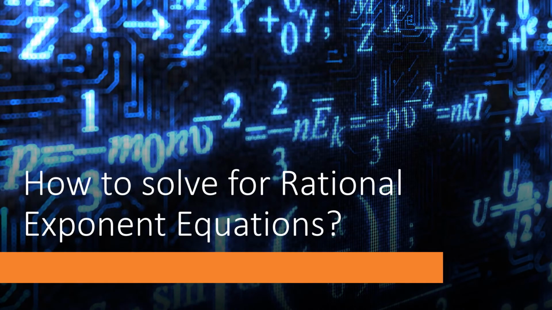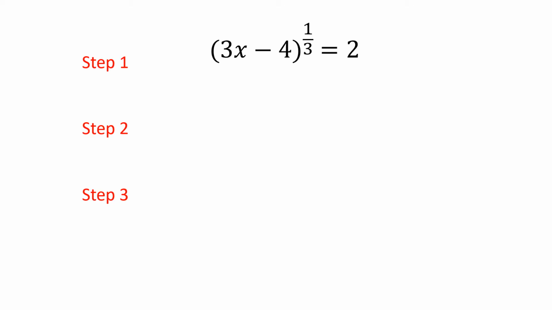For the next part, we are going to take a look at how to solve rational exponents equations. Example 1. Suppose you have this one, 3x minus 4, everything raised to the 1/3, equals 2. For this one, we always want to isolate the one inside.